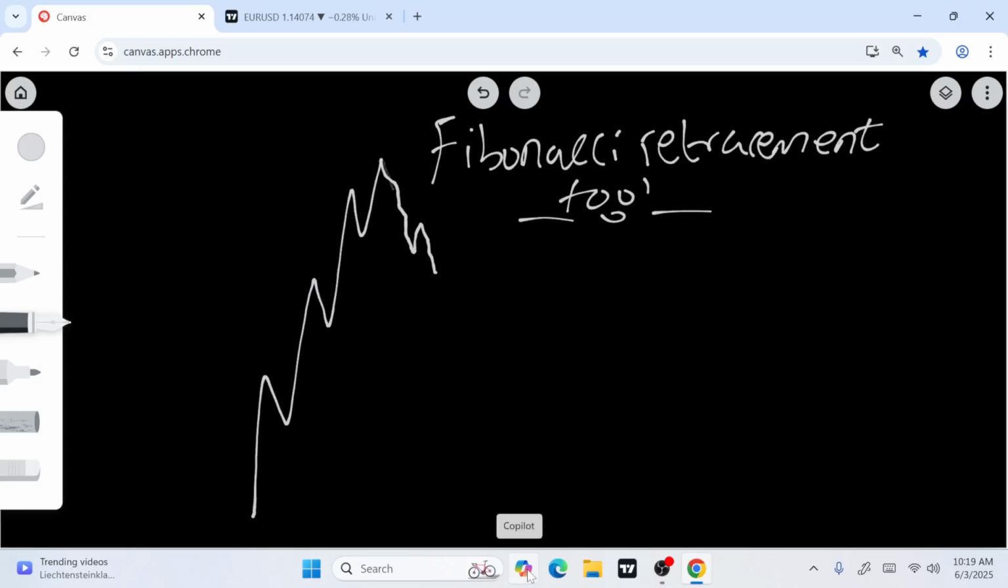Are you following now? Until it closes below this one, the structure has not changed. It is still possible for it to go up.